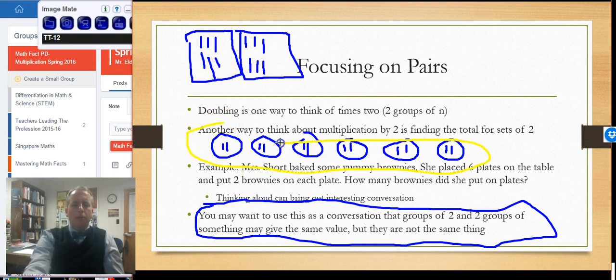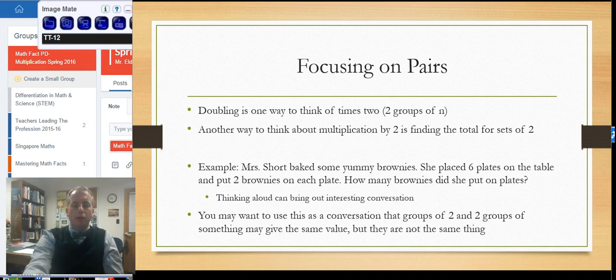So noticing that difference early on and coming back to that, there are times I want 2 groups of 6, and there are sometimes I want 6 groups of 2. Either way, I need 12 brownies, but the way I arrange that is very different, right? And it needs to match the scenario that I'm given.